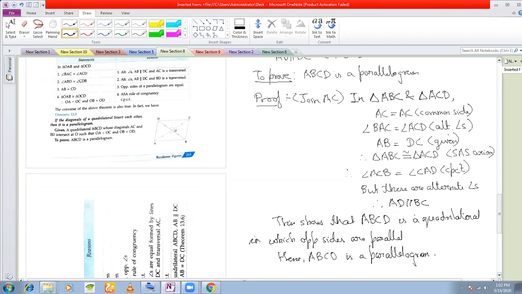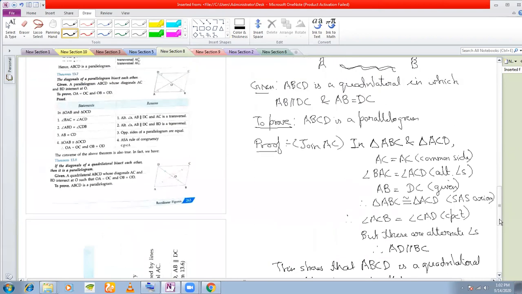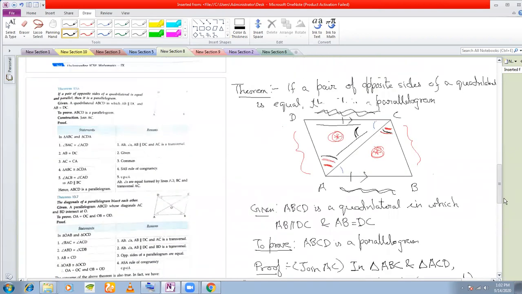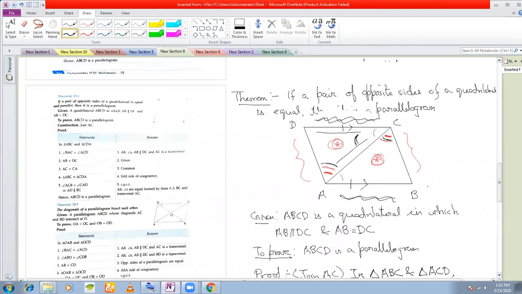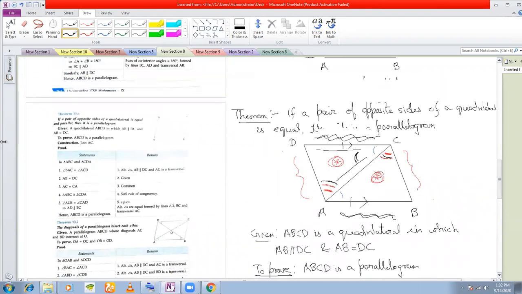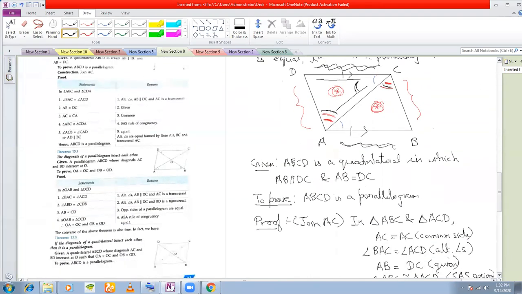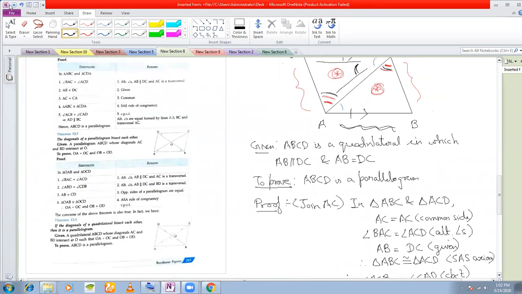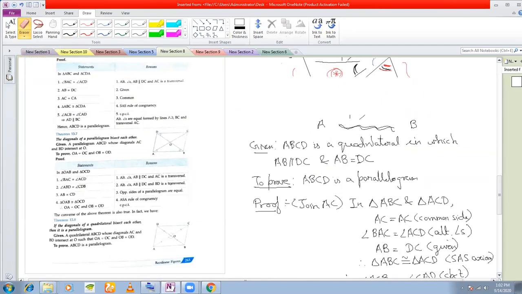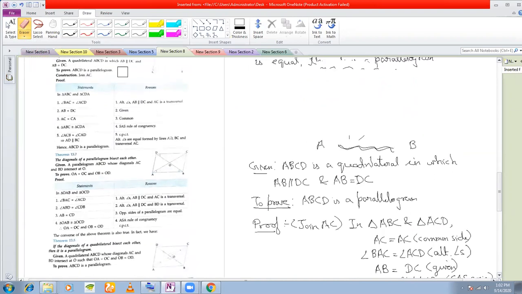Okay, any question related to this proof? It's proved. No question? If no question, then I'll proceed to the next theorem. Theorem 13.7. The diagonals of a parallelogram bisect each other. The first theorem that we did in class 8.